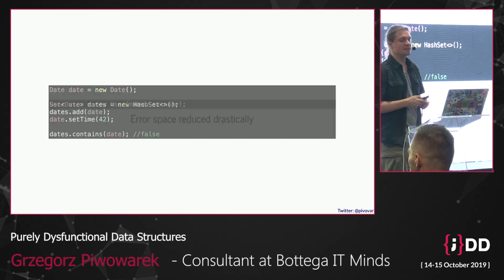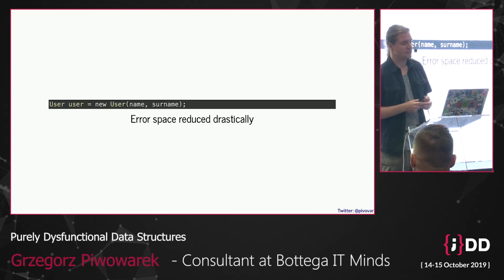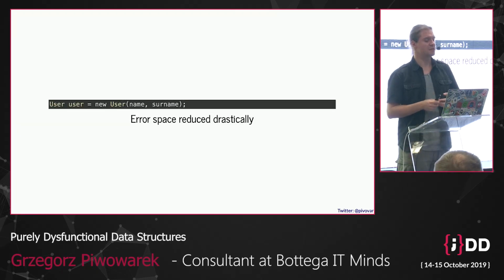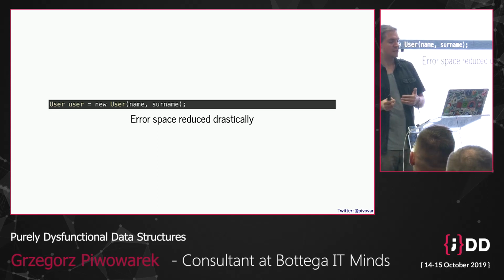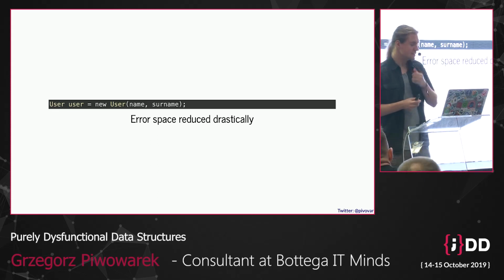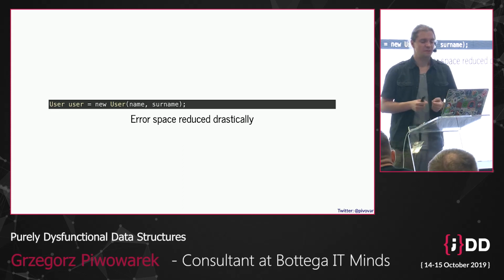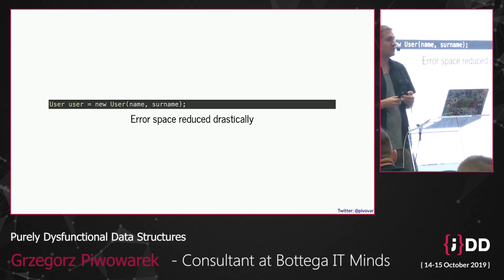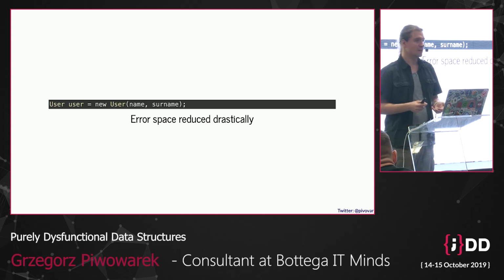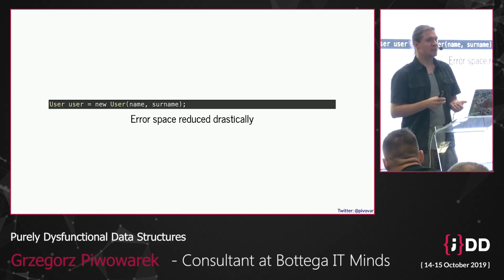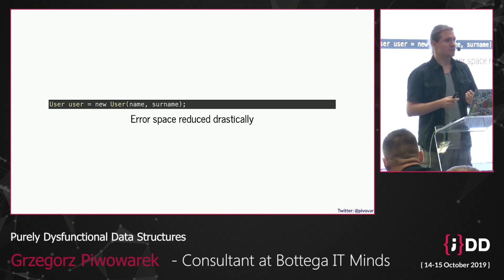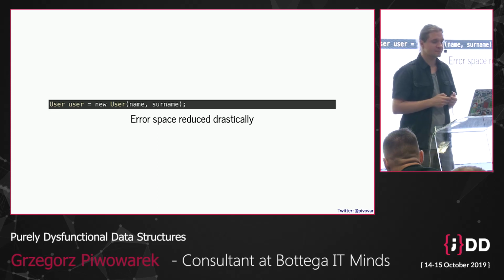What we could do instead is just create an immutable user class, which has a name and surname as obligatory dependencies, and suddenly we reduce the error space drastically, because you create the user in one certain way without leaving too much of a possibility of making a mistake, without leaving too many moving parts for you that can actually get broken.